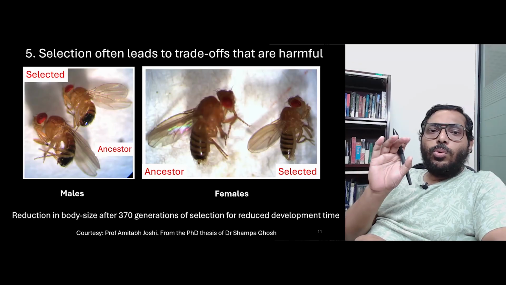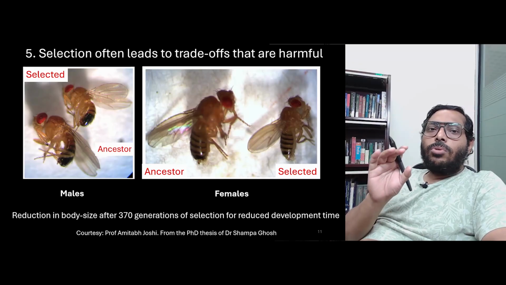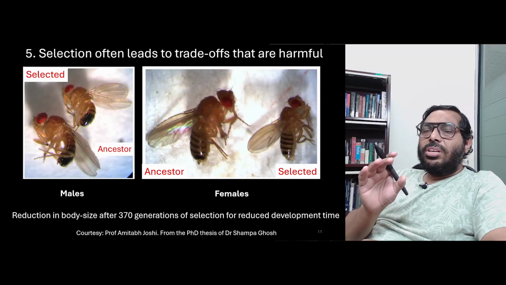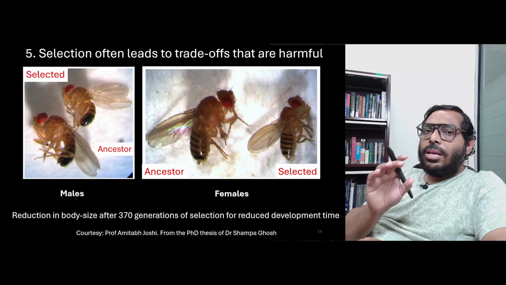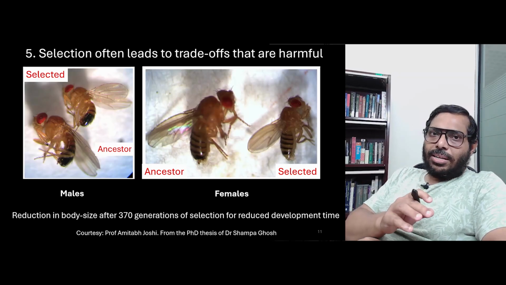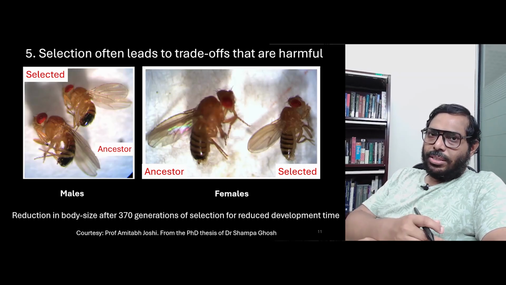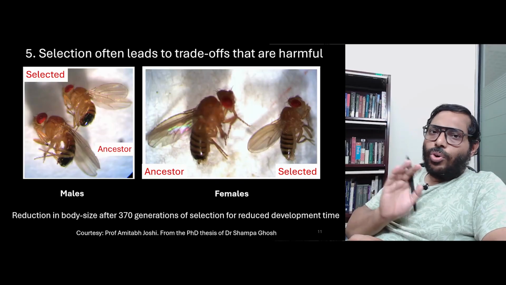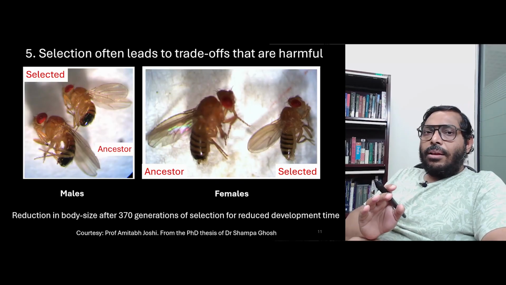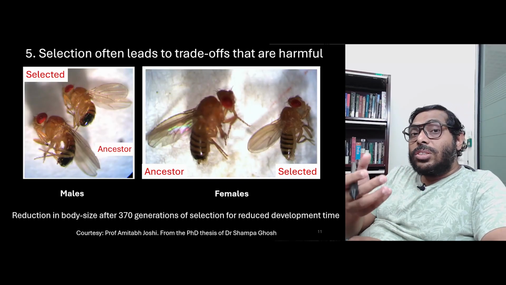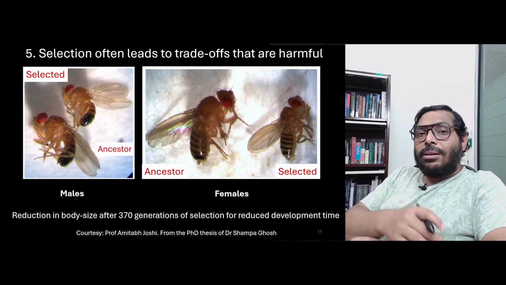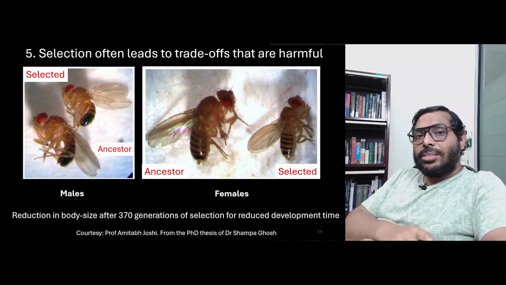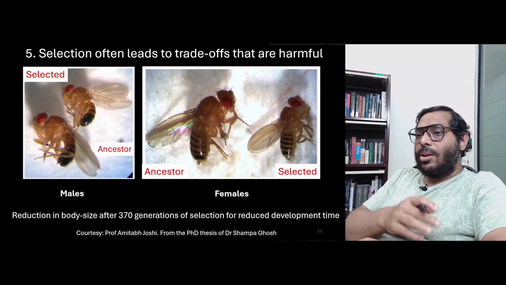Now remember I told you that those flies now come out in about 6.33 weeks or so, which is about 34% faster than the ancestral population. They are the fastest developing flies in the whole world. Great. But what is the cost of that? What is the toll that the ability to develop fast has taken on the flies?